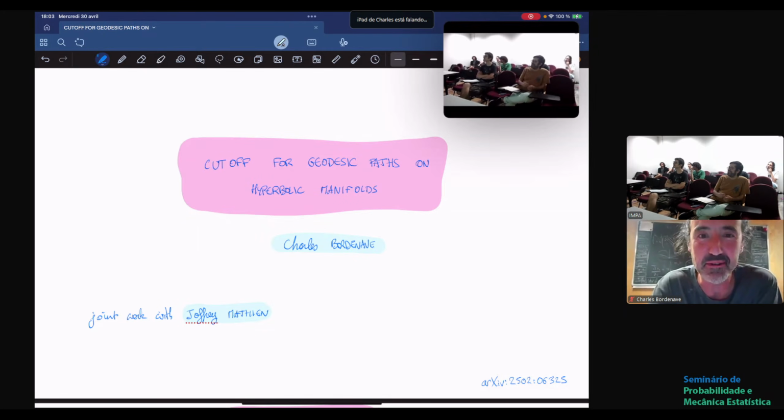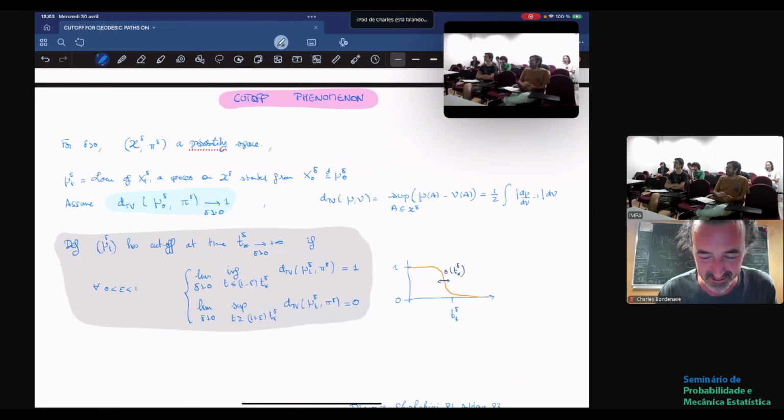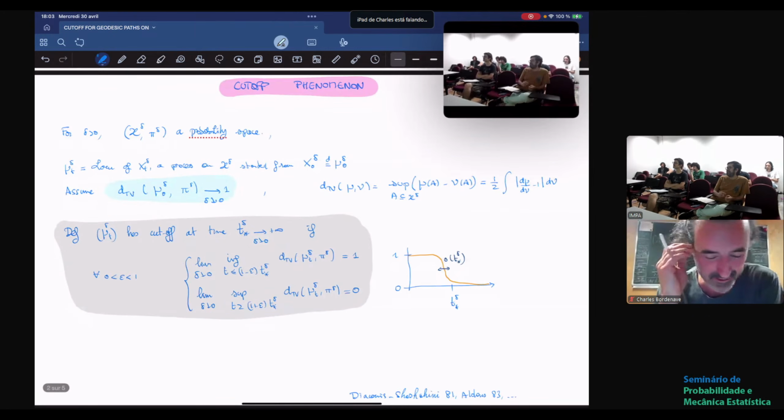So I will talk today about joint work with Joffrey Mathien, a PhD student who will soon complete his PhD. Most of what I'm going to talk about is on arXiv; you can see the reference. I chose this topic because it is related to work we did some years ago now with Hubert. So this will be about the cutoff phenomenon.